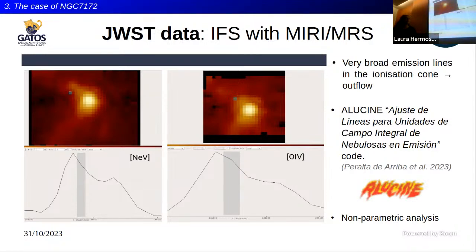For that, we have started using ALUCINE, which is a code that was published in this paper by Luis Peralta in 2023. What it basically does is model the spectra with Gaussians. So it can do fitting for MUSE, MEGARA, and also JWST data. It's a very powerful tool, and also very quick. And we have complemented it with a self-developed code, also to do the modeling and compare, and with a non-parametric analysis of the emission lines, because in this case the two components are quite separated from one another.